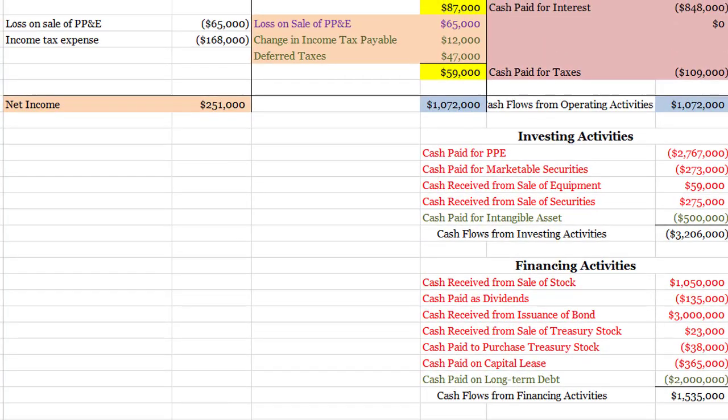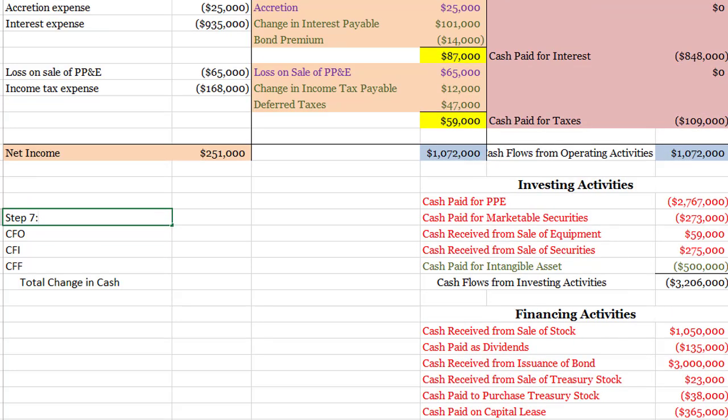Step 7 is to go through and verify that if I sum up these 3 values for my 3 worksheets, that I get the check figure that I calculated in step 1. So I'm going to make a little worksheet here. We're going to call this step 7, and it's going to be cash flow from operations, cash flow from investing, and cash flow from financing. And it's going to give me my total change in cash. Let's see, this is calculating the sum of the worksheets.